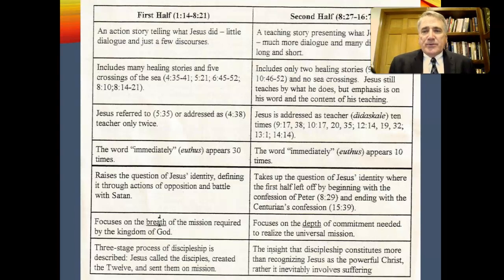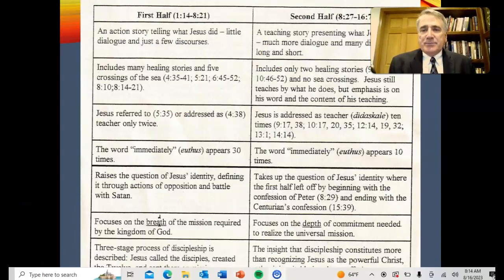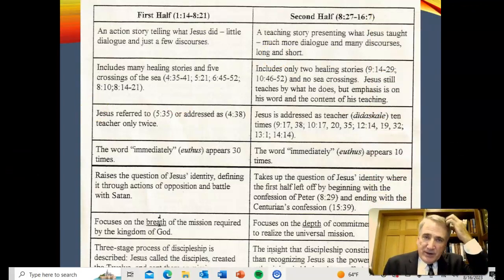Okay, so going through the first and second half of the gospel, comparing and contrasting these two halves. First off, the first half is an action story. Jesus is doing miracle after miracle, with very little dialogue or discourse. In the second half, it's more of a teaching story rather than an action story. Jesus is teaching and giving significant discourses about the meaning of the coming of the kingdom of God. In the first half, there are a lot of healing stories, and there are 5 crossings back and forth from the east to west side and the west side to the east side of the Sea of Galilee.